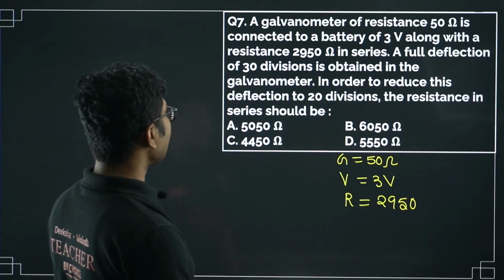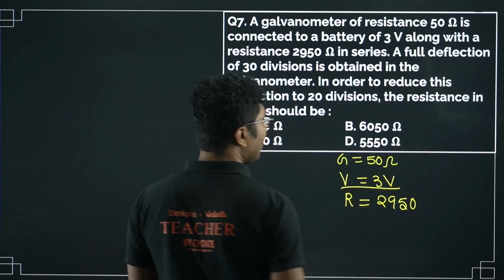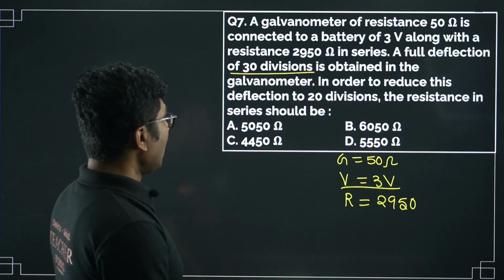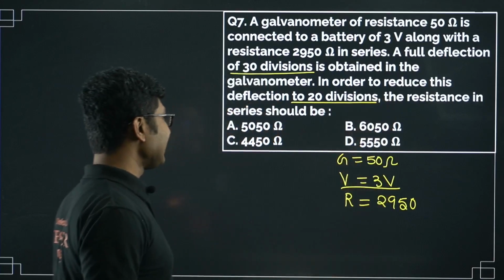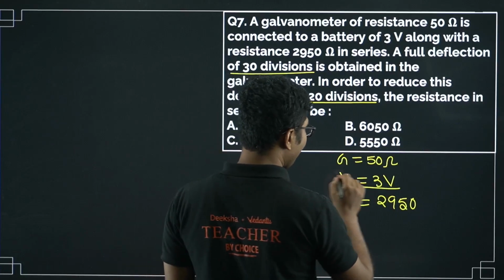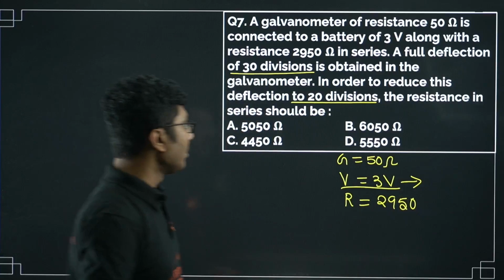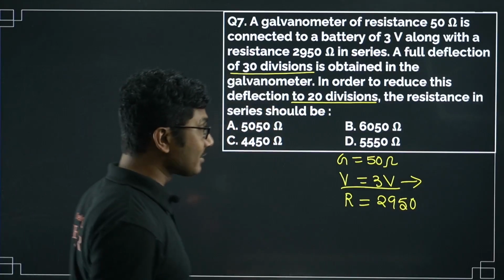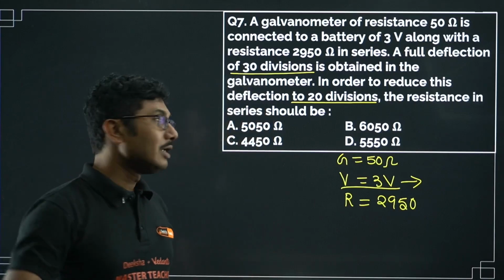A full deflection of 30 divisions is obtained in the galvanometer. So the maximum voltage it can measure is 3 volt. Deflection is 30 divisions. In order to reduce this deflection to 20 divisions, the resistance in series should be what? So we want to reduce the deflection to 20 for the same voltage. And for that the resistance in the series should be, so they do not ask you to increase or decrease, they just ask what the new resistance should be.